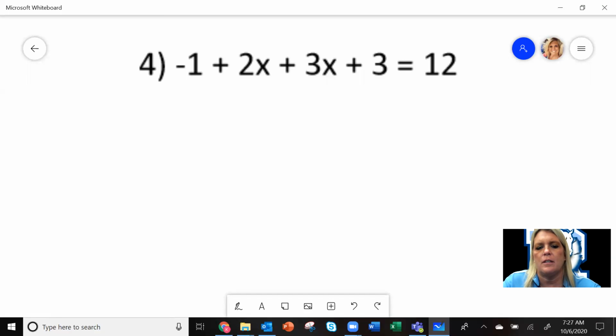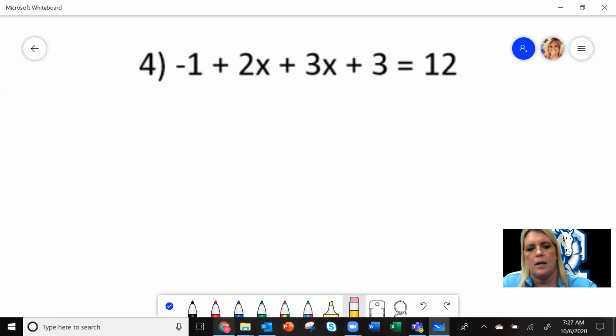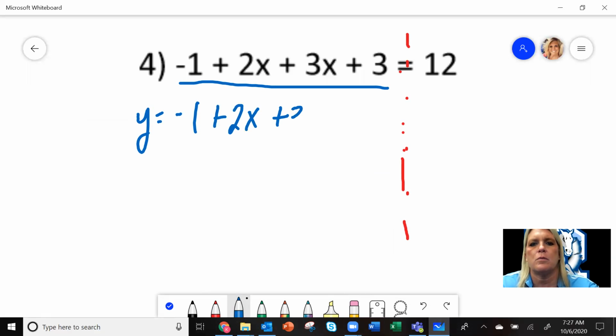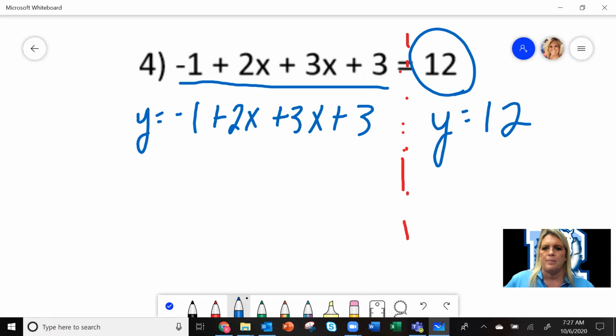So as you paused it, now we'll go back in and do it. At the equal sign, I'm going to draw a dotted line. Remember, this left-hand side is its own equation. Y equals -1 plus 2x plus 3x plus 3. And then the right-hand side is its own equation, and that's just going to be y equals 12.